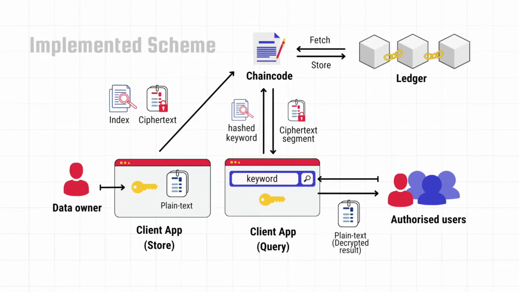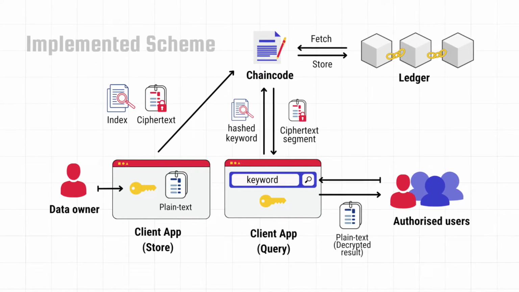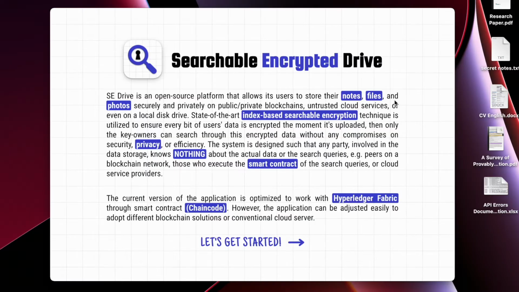As we have just mentioned, the SE Drive application is based on index-based symmetric searchable encryption. Nevertheless, different schemes of searchable encryption can be utilized and adopted by this application. Also, the current version of the application is built to be well integrated with Hyperledger Fabric through a special chain code. However, the source code can be modified easily to use a different type of blockchain or even a conventional cloud server. Having said that, let's start with preparing the demo.